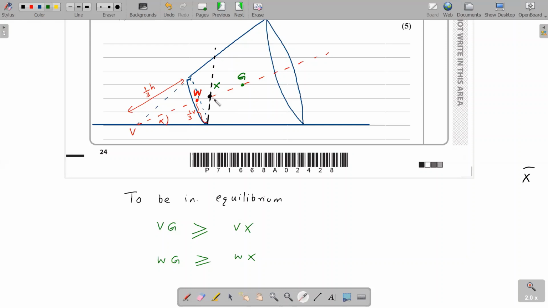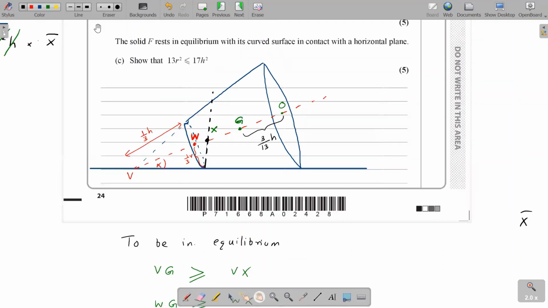Okay, so now what I want to do is I want to get the WG distance and WX distance. So WG distance is not an issue, right? Because at the other side I marked O, and OG distance we found. What was the OG distance? The center of mass was how much? OG distance was, we found it as 3 over 13h. And also we know that this distance is 2 over 3h, right?